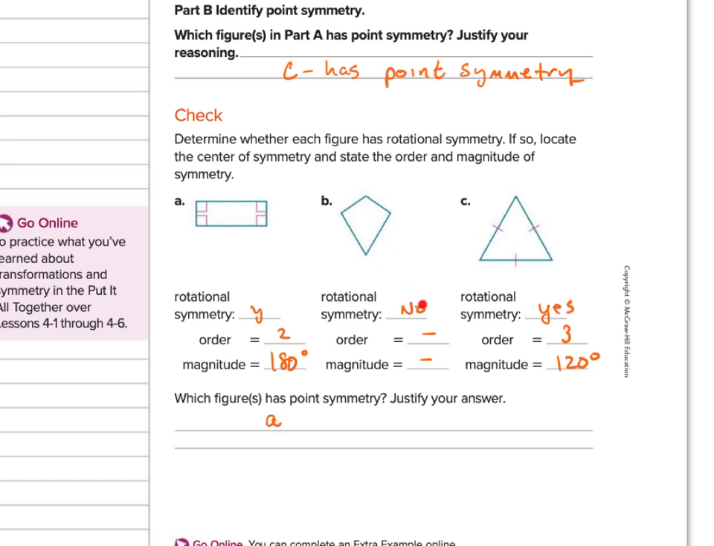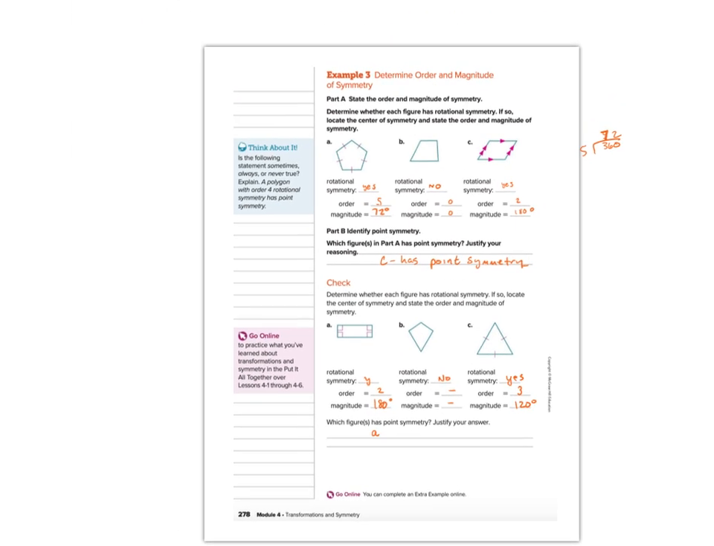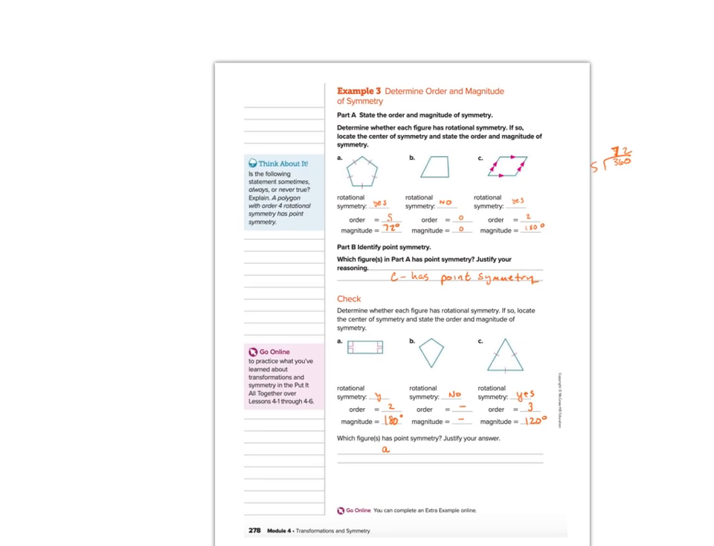This kite does not rotate back onto itself, so it has no order or magnitude. And this equilateral triangle should have rotational symmetry. It has an order of 3, 360 degrees divided by 3 is 120. So there you go. That is rotational symmetry tacked on with compositions and transformations, and we will dive more into this in our assignment today.